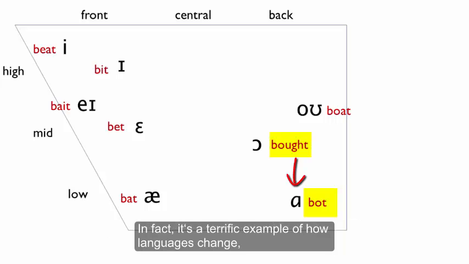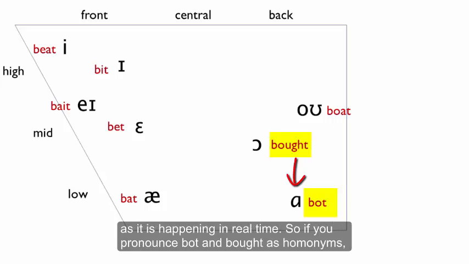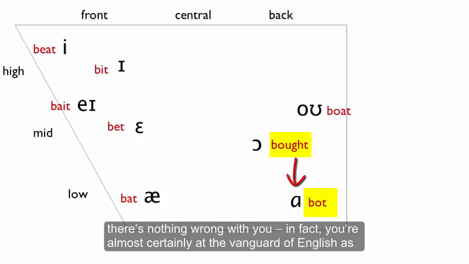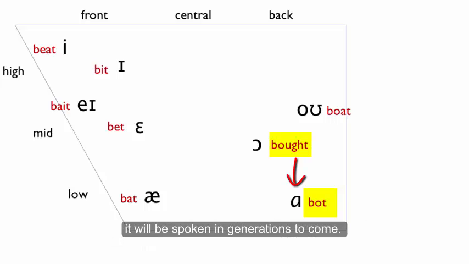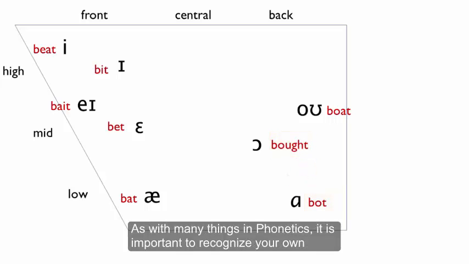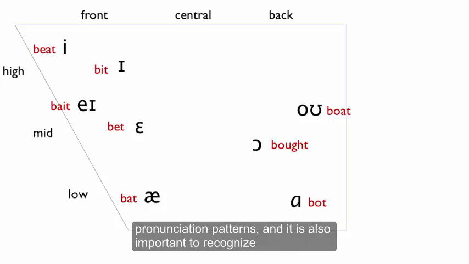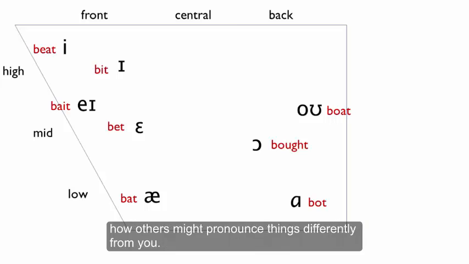In fact, it's a terrific example of how languages change as it's happening in real time. So if you pronounce bot and bought as homonyms, there's nothing wrong with you. In fact, you're almost certainly at the vanguard of English as it will be spoken in generations to come. As with many things in phonetics, it's important to recognize your own pronunciation patterns, and it's also important to recognize how others might pronounce things differently from you.